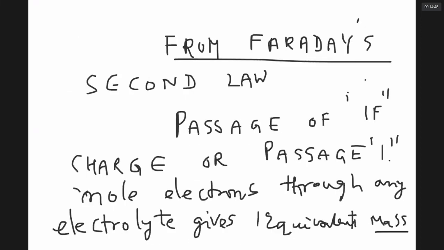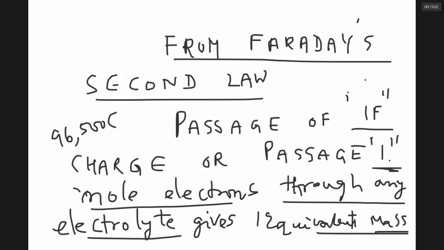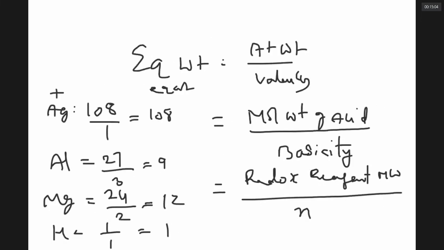From Faraday's second law, passage of 1 Faraday of charge, or 96,500 coulombs, or 1 mole of electrons through any electrolyte gives one equivalent mass of any element. The equivalent mass of any element, for silver (Ag+), is atomic weight by 1, and so on. Generally, this is the formula to get the equivalent weight of any element. It is the formula to get the equivalent weight of any acid. For a base, it is the molecular weight of the base divided by the number of OH minus ions the base can give.